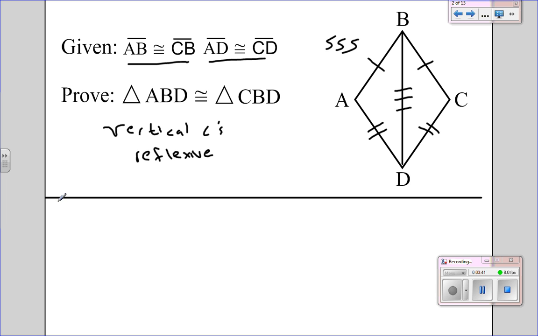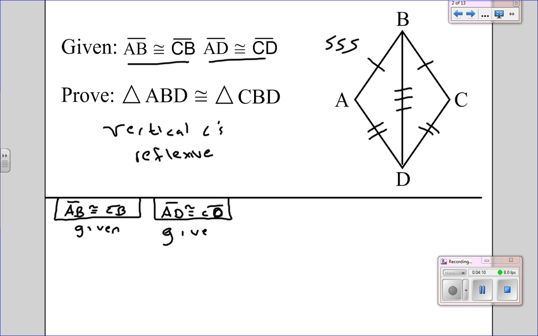And here's the method to do it. You draw a line across your page, and you start by putting boxes under that line, and you literally take exactly what's written in the given and you put it in the box. So the first given is AB is congruent to CB. So I put that in the first box and I write given below it. The other given is AD is congruent to CD. I'm just copying straight down and that's a given.